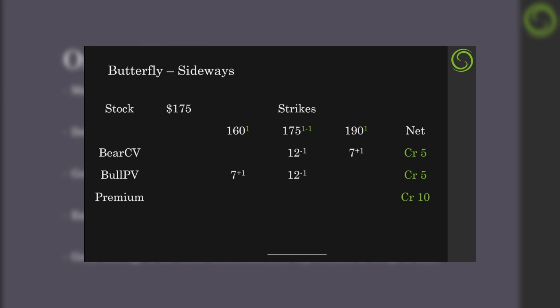And then we will use that credit of 10 and the middle strike of 175 to calculate our break-even points of 165 and 185. And then anything within those two break-even points will be our profit. Anything outside of those two break-even points will be our loss.